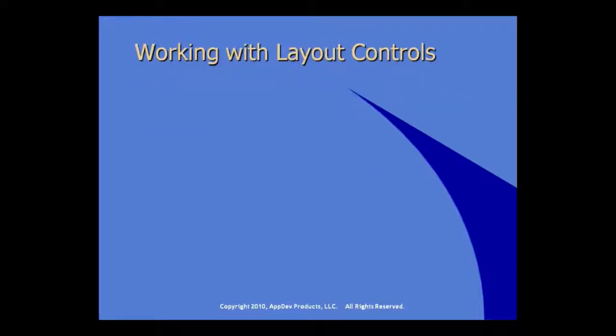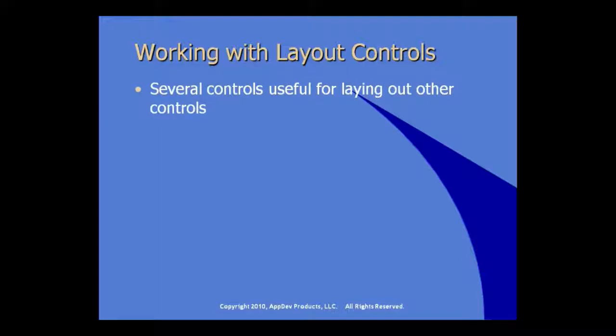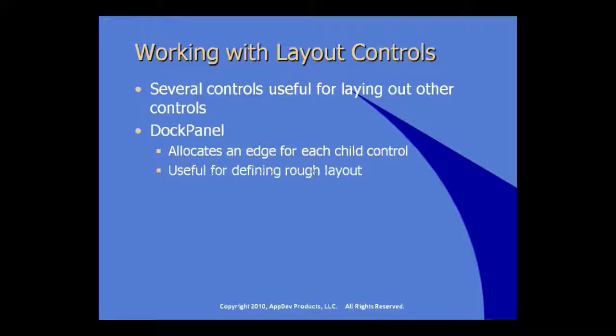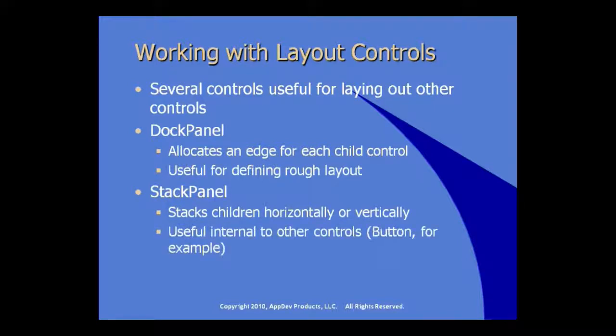We'll start by looking at layout controls. Several controls are useful for laying out other controls, and those include the dock panel, which allocates an edge for each child control, and it's useful for defining rough layout. There's the stack panel control, which stacks its children either horizontally or vertically, and this is useful internal to other controls. For example, in a button, if you want to have image and text, you're likely to place them within a stack panel.